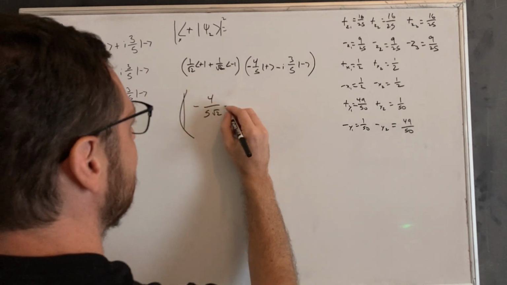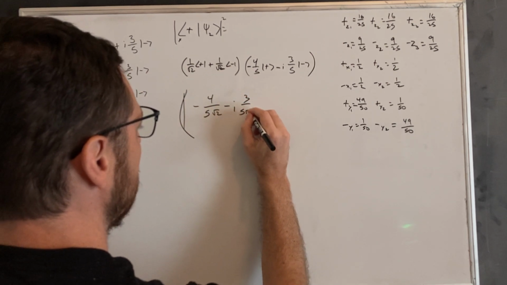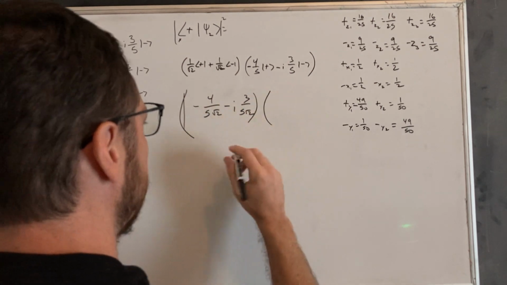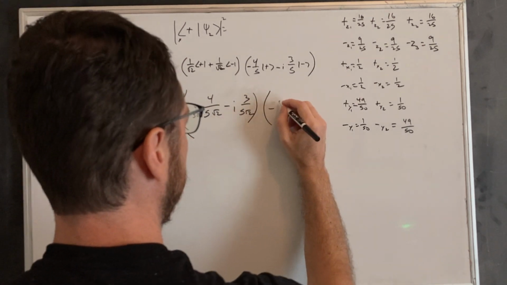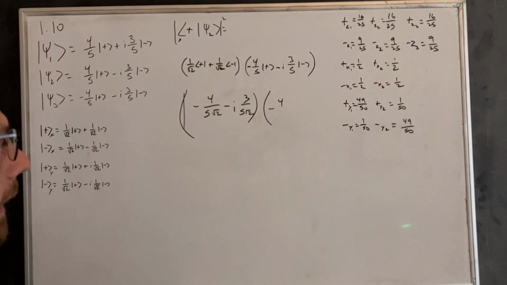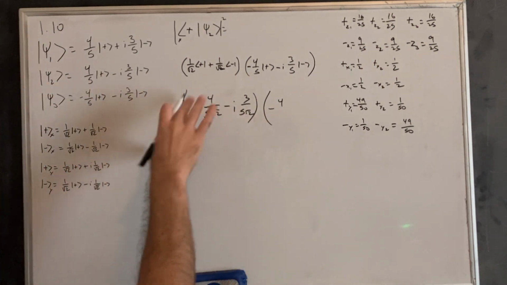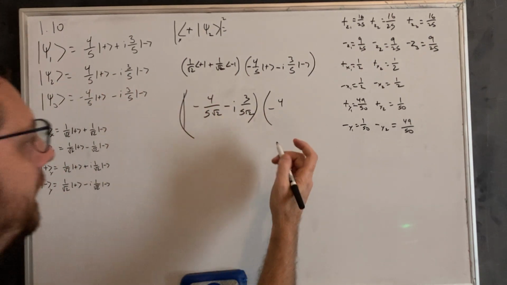Let's do minus i 3 over 5 root 2 times its complex conjugate. So we have still negative. We don't flip the sign for this, just as a reminder. We've done this a lot now, so I'm guessing you've got this by now. We don't flip the sign for this because there's no imaginary numbers in there. We only flip the signs where we see i's.